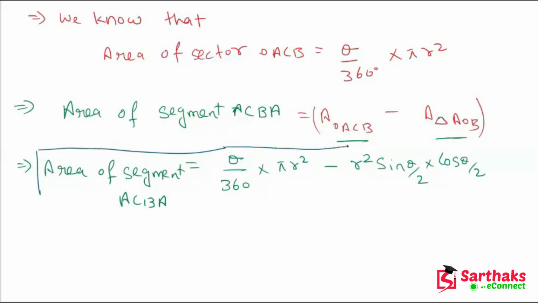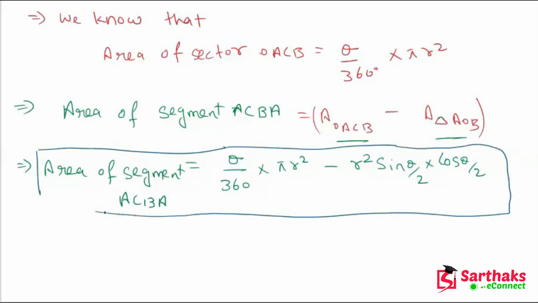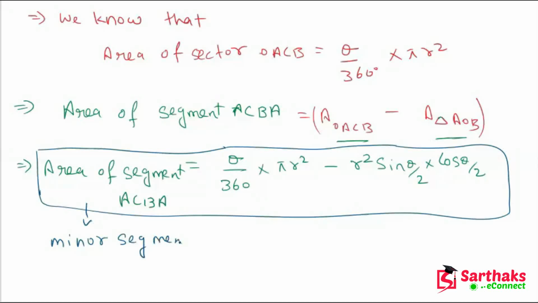You understand these things. So this is the formula. If you know the area of the sector and the area of the triangle, then you can easily find the area of the segment. So this is the area of the minor segment. Okay, my dear friend. And if we want the area of the major segment, which is what?